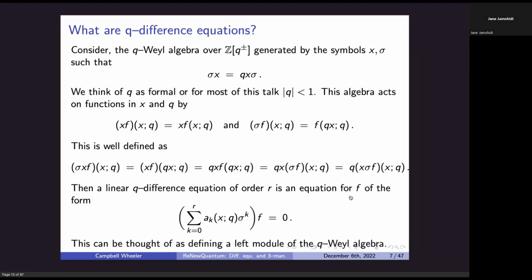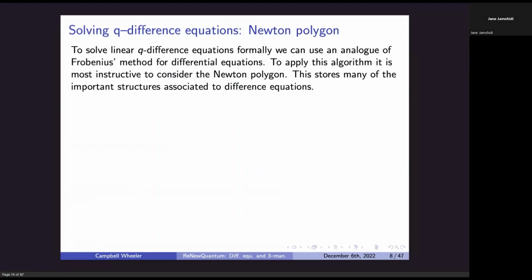The best way to solve one-dimensional linear Q-difference equations, for me, is to use the Newton polygon and apply Frobenius's method. Frobenius gives an algorithm for constructing solutions to linear differential equations, and there's an analog in the Q-difference world.